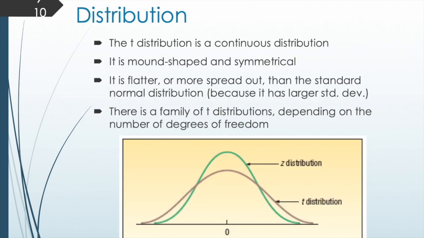A few things about the T distribution. It's actually very similar to the standard normal we've been working with. It's a continuous distribution. It's mound-shaped and symmetrical. There's a family of them, just like there was for the standard normal distributions. But the difference is it's flatter or more spread out because it has a larger standard deviation. You can see as we look at them here, the Z distribution, this green line, and then the T distribution, it is flatter.